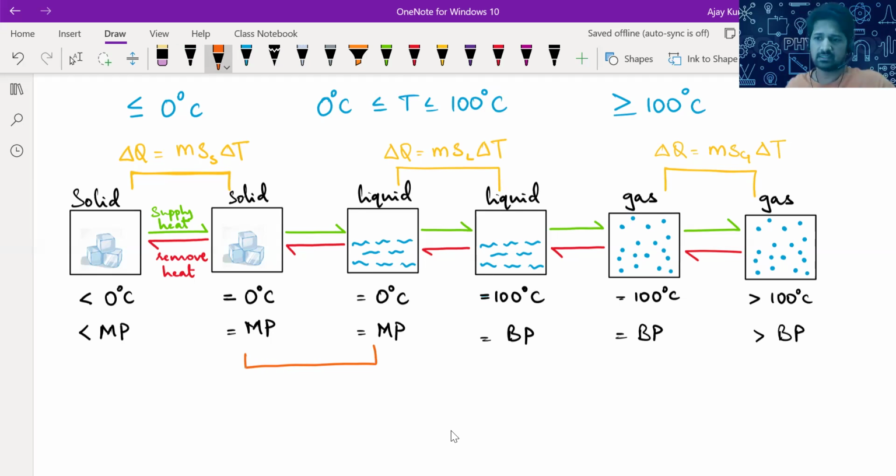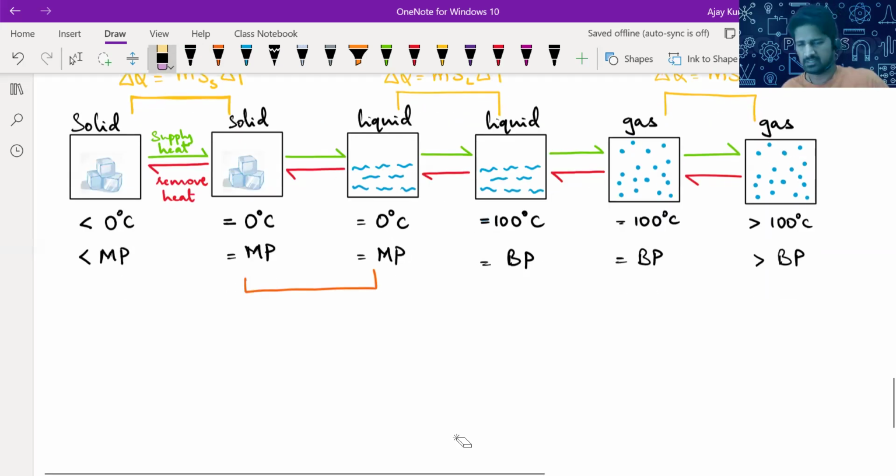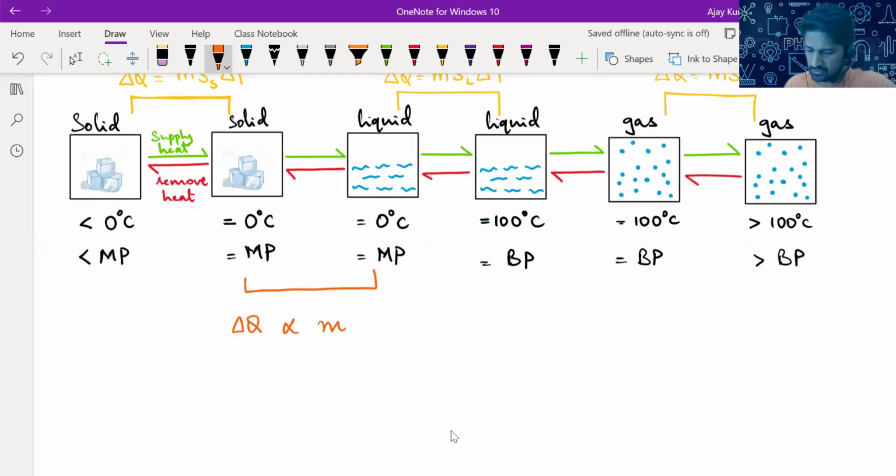So for state changes, what we do is we use this equation delta Q, or you can think of it this way. State change requires heat. For example, if you want to melt ice to water, you'll need to supply heat. Now, the amount of heat you supply to melt ice definitely depends on how much ice you want to melt. So, the amount of heat required for a certain change of state to happen depends on how much material is present.